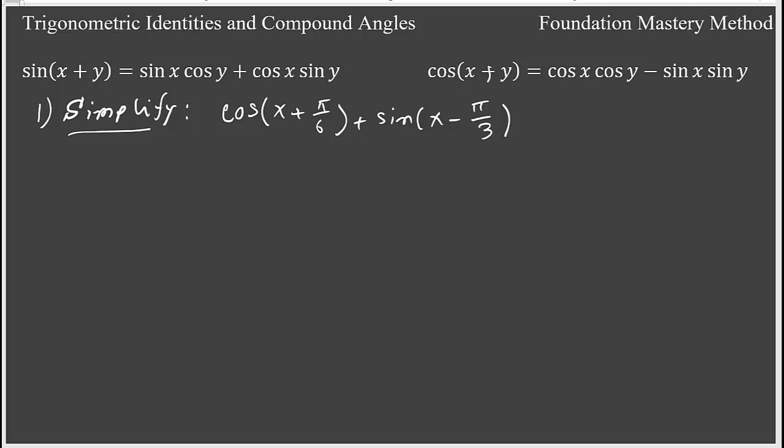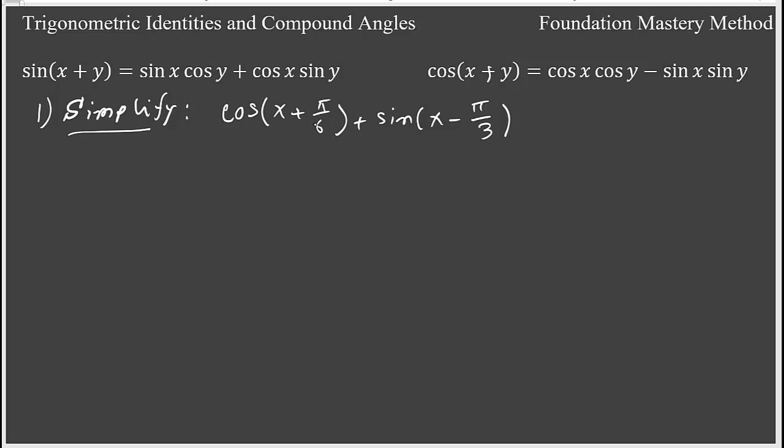Trigonometric identities and compound angles. We know two formulas. Sine x plus y for the compound angles, sine x cosine y plus cosine x sine y. When I have cosine x plus y, it will be cosine x cosine y minus sine x sine y. Now we need to simplify this.